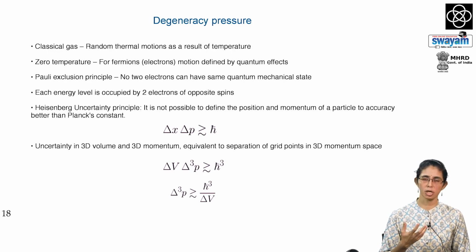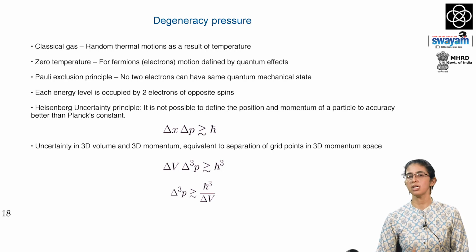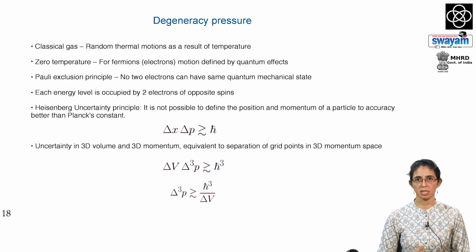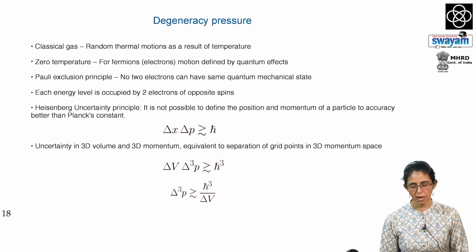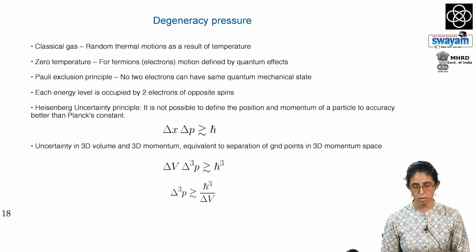Now, how is this quantum mechanical effect related to the core of a star, where the temperatures are very high? It is not 0. There is another effect which plays a very important role. That principle is Heisenberg's uncertainty principle, which states that it is not possible to define the position and momentum of a particle to an accuracy which is better than Planck's constant.